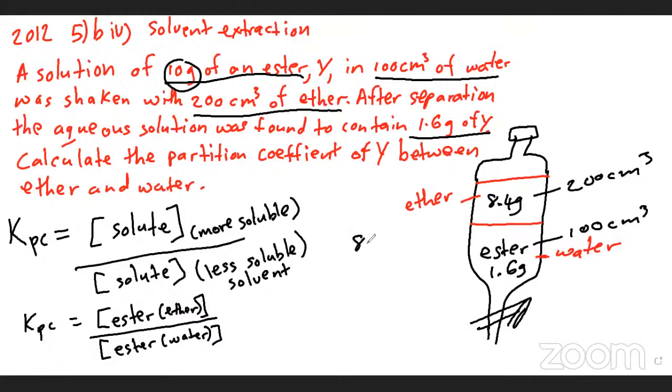It would be 8.4 divided by 200. You don't have to convert to dm cube. So this would be the ether layer. And for the aqueous layer, which is water, it would be 1.6 divided by 100. Let me just double check that quickly. So 8.4 divided by 200, you would get 0.042.